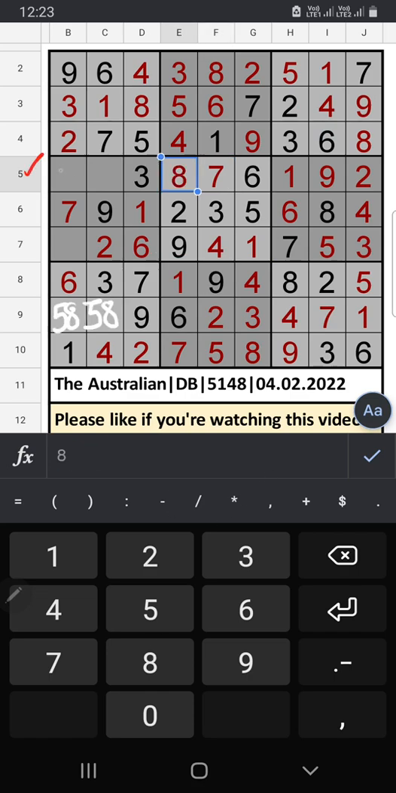Fifth row, only 2 numbers are remaining, 4 and 5. Column C we have 4. So 4 can't come in this cell. The 4 is confirmed here. Then 5 is here. Column C we have 5. So 5 can't come in this cell. 5 is confirmed here. Then 8 is here. Column B, only one number is remaining, 8. 8 is confirmed here.